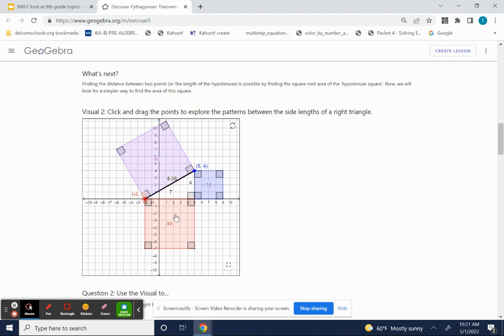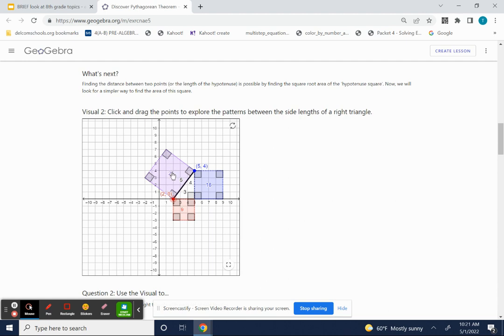Okay, 16 plus 49 gives you 65. Okay, look at this right triangle. 16 plus 25 will give me 41. Okay, that idea is called the Pythagorean theorem. Okay, let's look at another one. 16 plus 9 gives me 25.